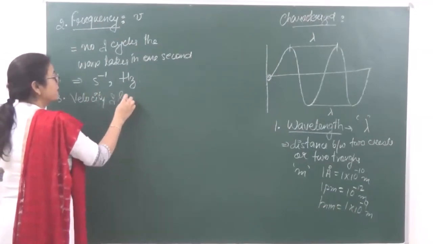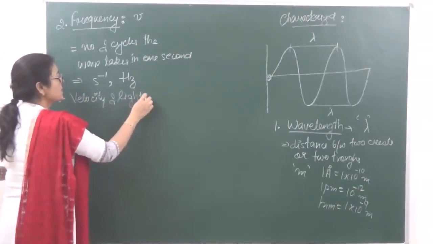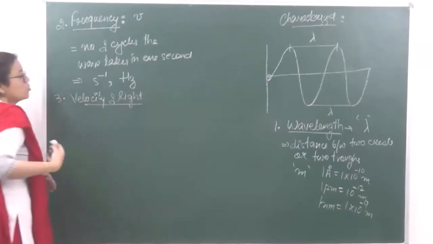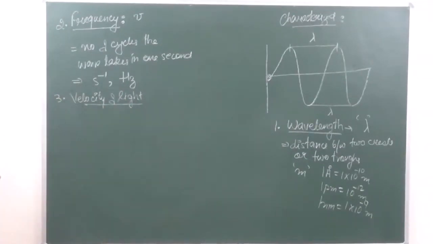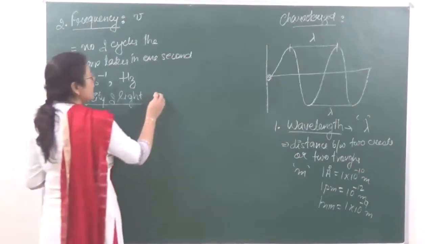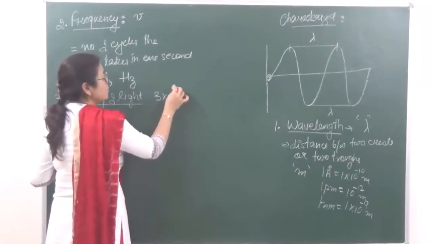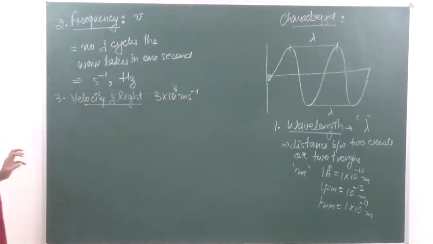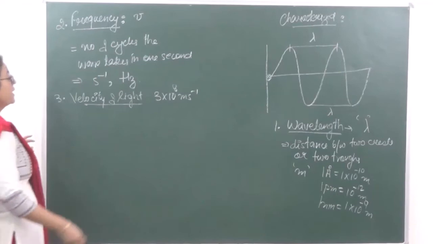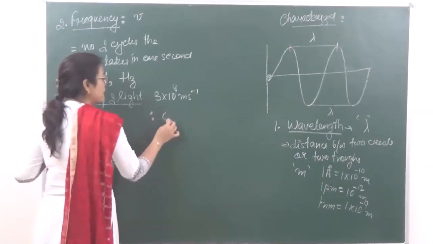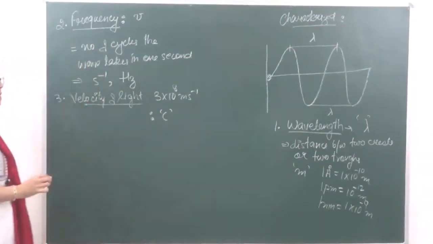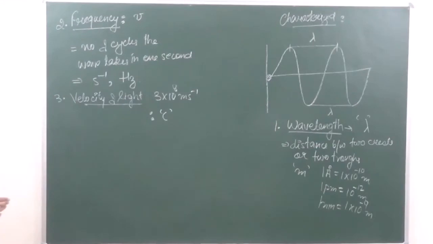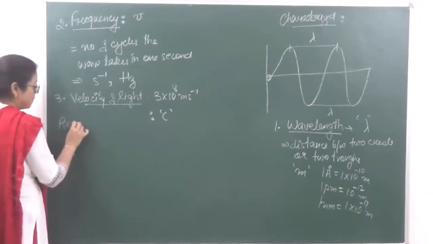Then the third characteristic is velocity of light. As we just said, the electromagnetic radiations have the same velocity, that is velocity of light, and velocity of light has a fixed value, that is 3 into 10 raised to power 8 meters per second, and it is denoted by small c. So we have done 3 characteristics over here. Let's look at the relationship between the 3.